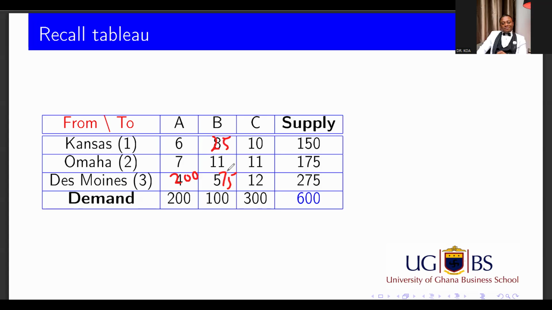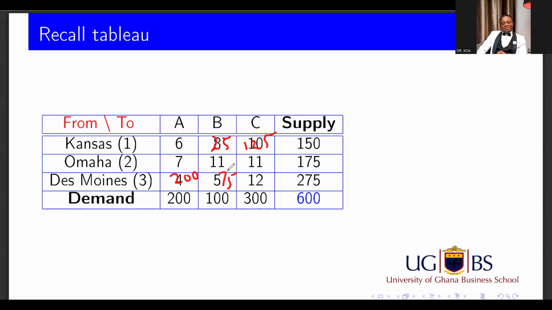Now, how much is left at the supply? 125. Okay. The next lowest cost is what? 10. The next lowest cost is 10. Now, if you look at its demand, it is 300. So all the 125 can go here. You have exhausted the 150.